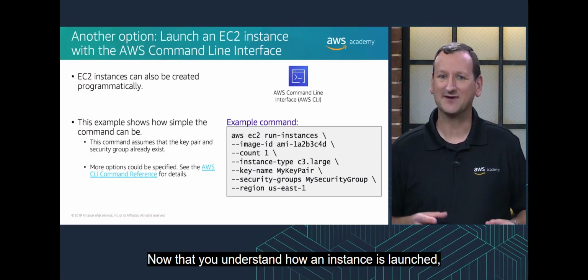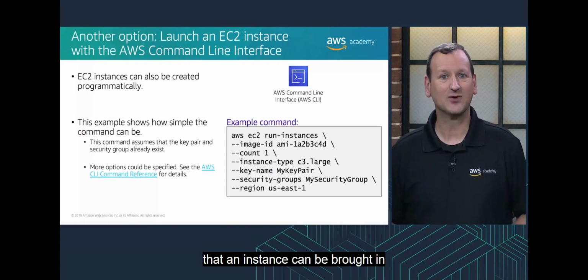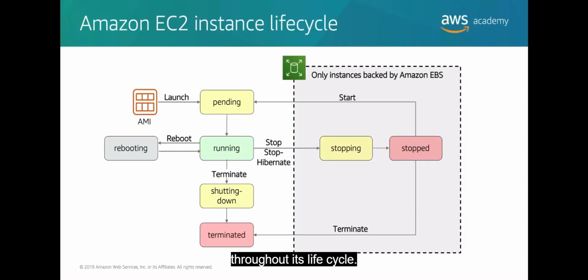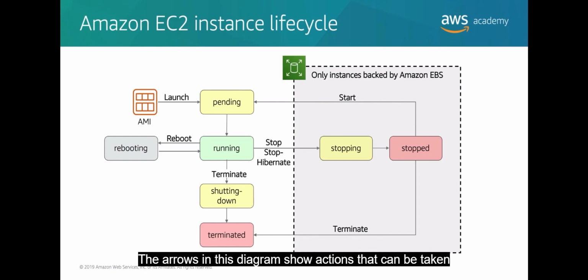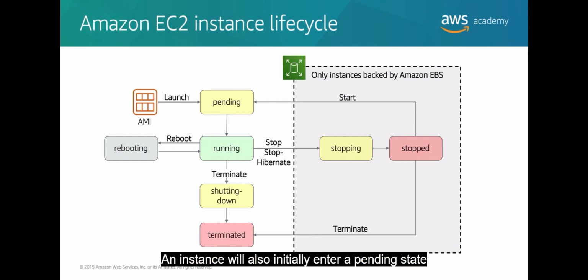Now that you understand how an instance is launched, let's consider the different states that an instance can be brought in throughout its lifecycle. The arrows in this diagram show actions that can be taken, and the boxes show the state the instance will enter after the action. After it's launched from an AMI, an instance will be in a pending state before it reaches a running state. An instance will also initially enter a pending state if it was stopped and then restarted. A running instance is fully booted and ready.